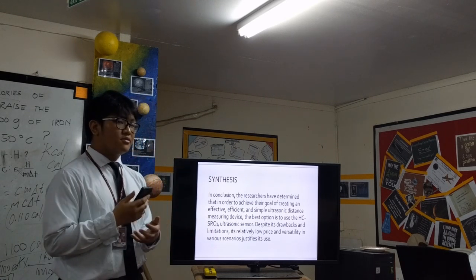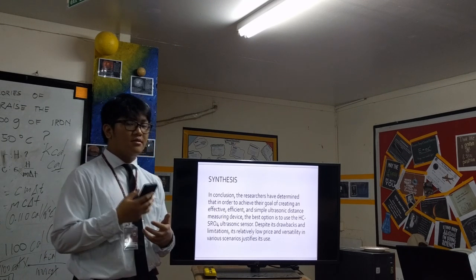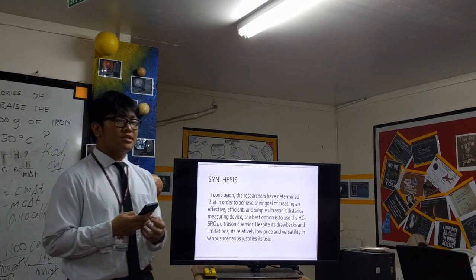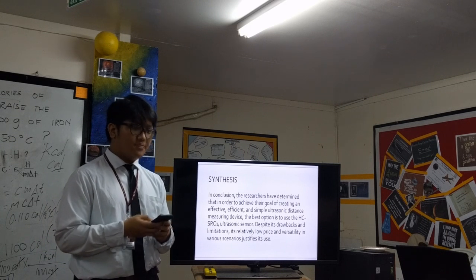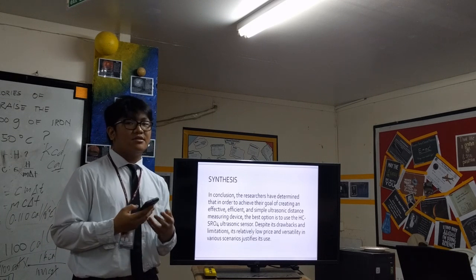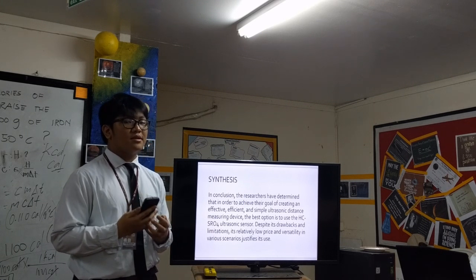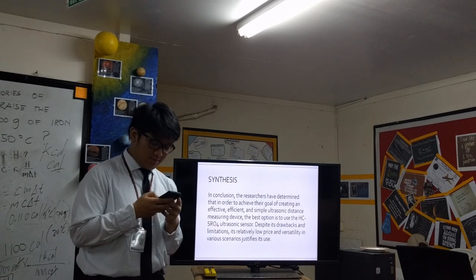Next, the ultrasonic sensor has a limitation of 400 centimeters in order to accurately measure distance. And lastly, the ultrasonic sensor's sound waves are affected by temperature and humidity. Therefore, in poor conditions, the device might not work properly. Despite these limitations, we still consider the sensor.